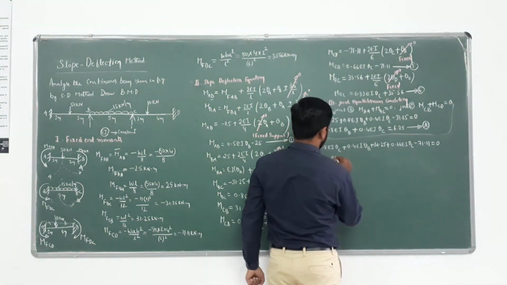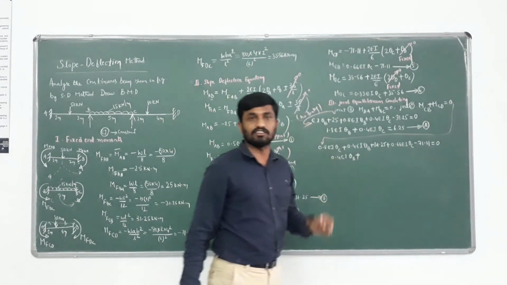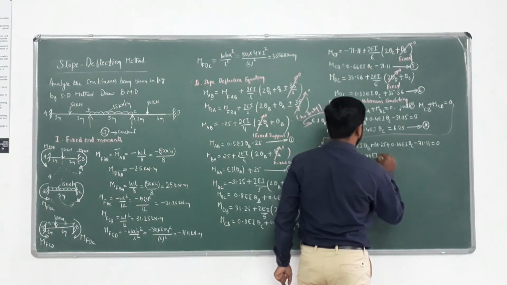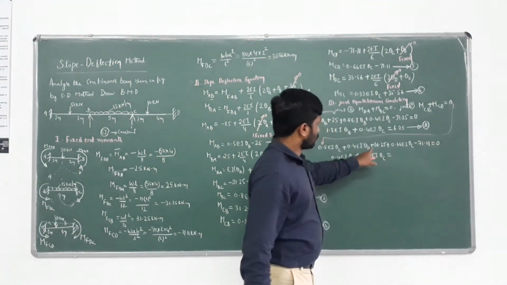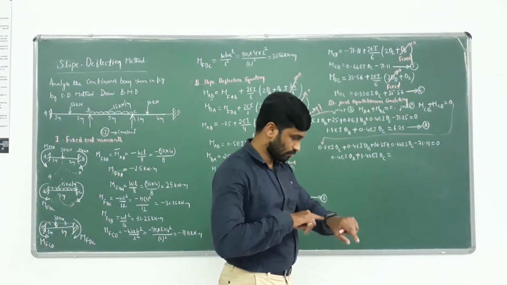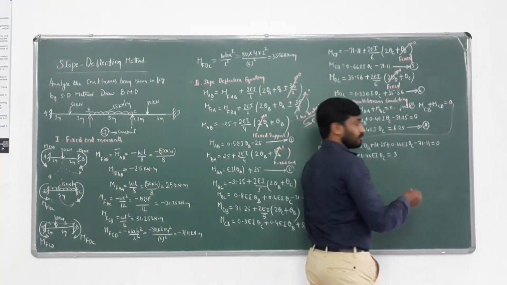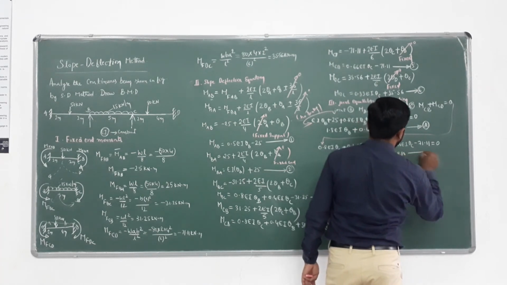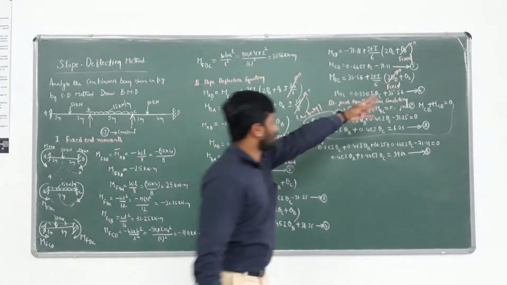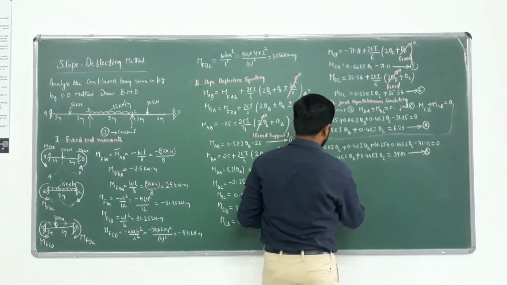First you take theta B. 0.4 EI theta B plus, what is 0.8 plus 0.66? 1.46 EI theta C equals 31.25 minus 71.11, which is minus 39.86. If you take it across, it will become positive 39.86. Say equation B. Now it is the simultaneous equation. Solve equation A and B. You are getting theta B and theta C. Okay. Now that is the fourth step.